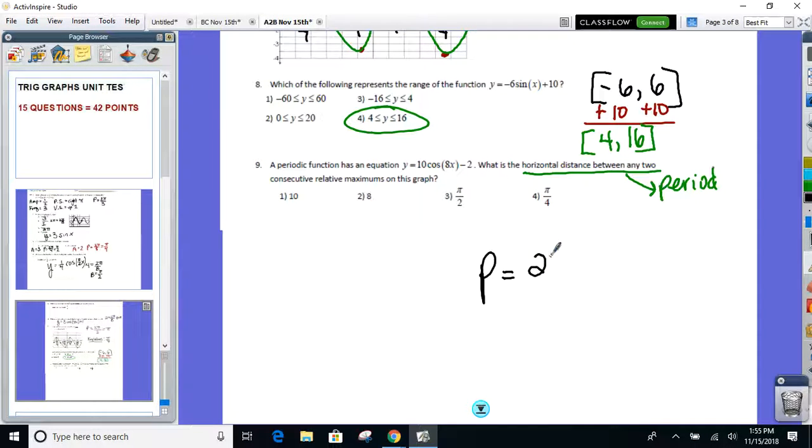Well, how'd you get there? 2 pi over frequency, which is 8. You reduced. Great job, Grace. Yep. 2 pi over 8. It wasn't as hard as I thought it was going to be. A lot of words. Yeah, the horizontal distance threw me for a loop.